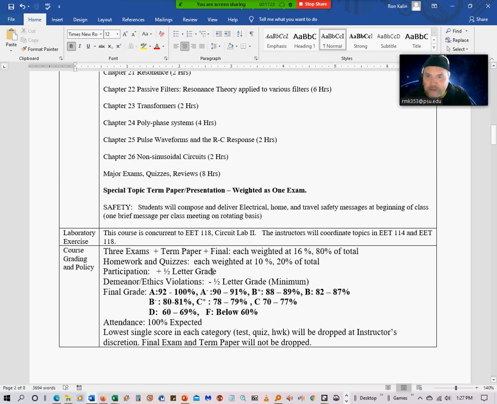so it reinforces the material. The grading for this class: 3 exams plus a term paper plus a final, each weighted at 16%, 80% of the total. Homeworks and quizzes are each weighted at 10%, 20% total. And then participation is plus half a letter grade, and demeanor and ethics violations minus half a letter grade minimum. This is the grading scale, which you all, I'm sure, are familiar with.